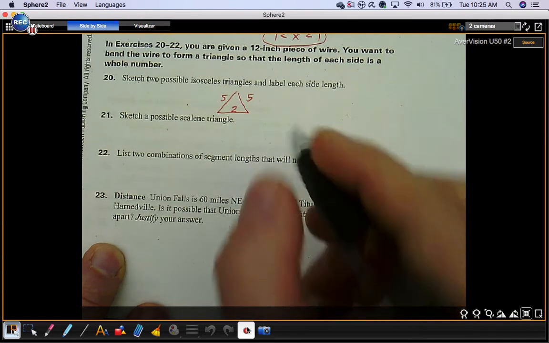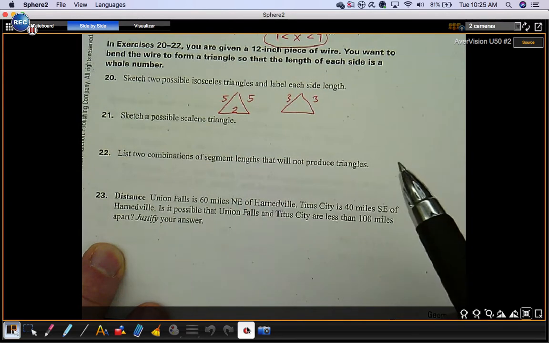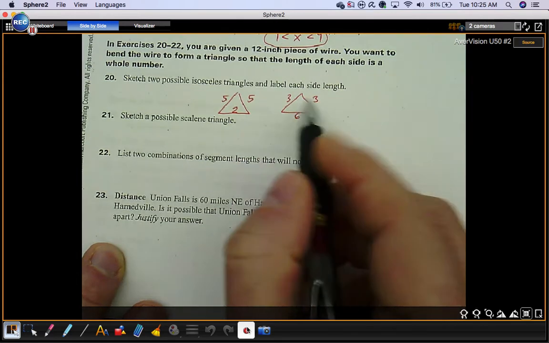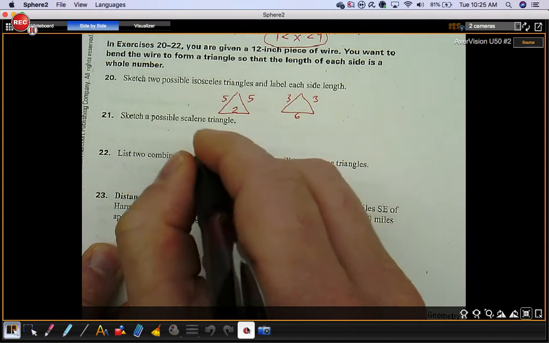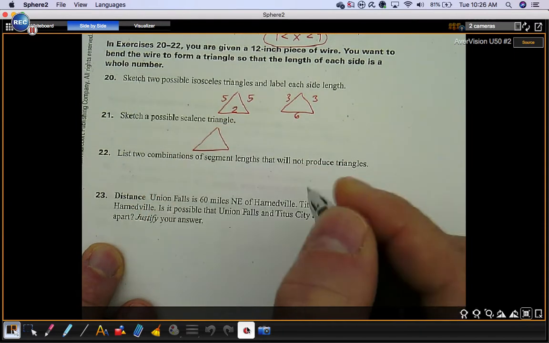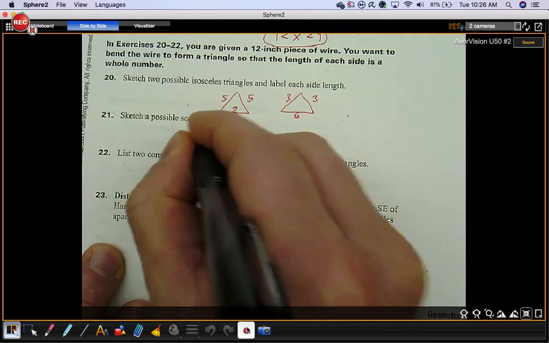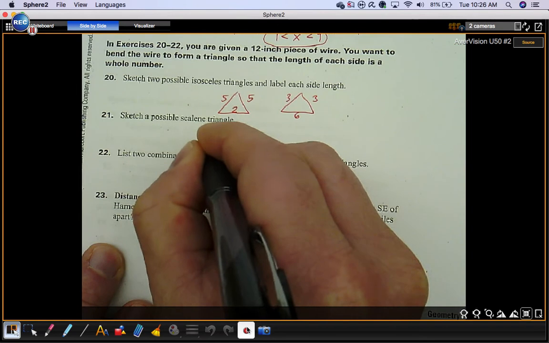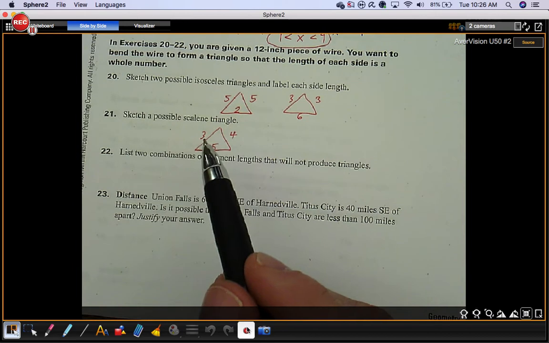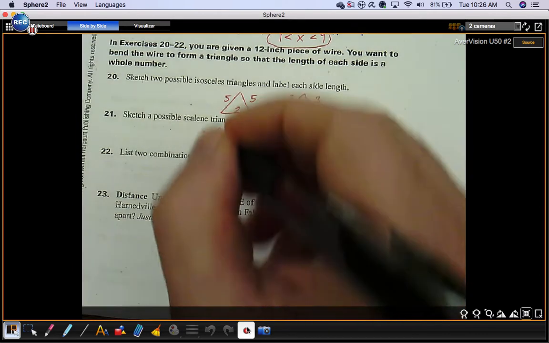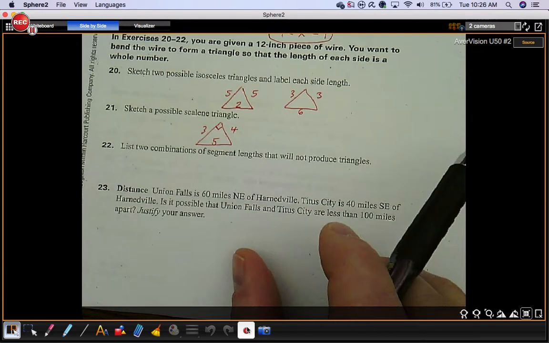What if I do 3 and 3? 3 and 3 gives me 6. 6 more gives me 12. That's an isosceles triangle too. Sketch a possible scalene triangle. Well, we need them all to be different, so how about 3, 4, and 5? That would work. 3, 4, 5. You should be pretty familiar with that triangle. 3, 4, 5 adds up to 12. That's also a right angle there if it's a 3, 4, 5. That's scalene because all the sides are different.